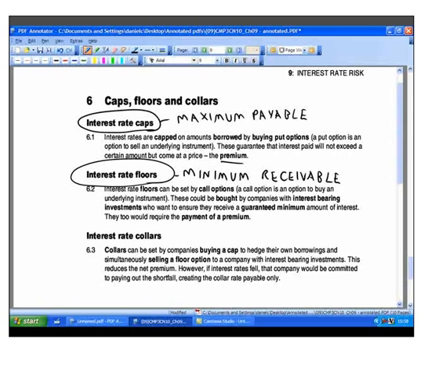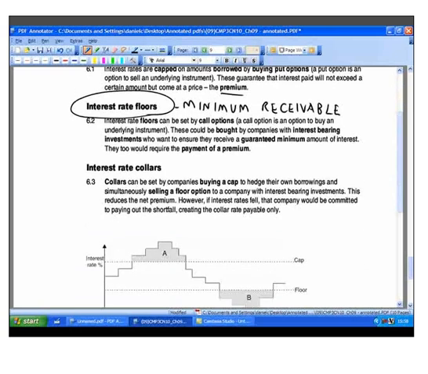Let's say that I'm a company that is borrowing and I'm worried about interest rates going up. So I go to my bank and I want to buy a cap, let's say at 9%. Now, the bank will do that for me, but there is a big problem. They will charge me a very large premium for that. So I'm going to have to pay a premium. And it's probably more than I can afford.